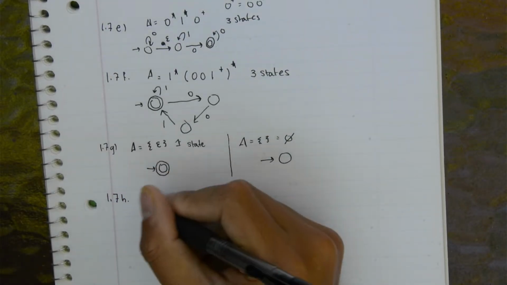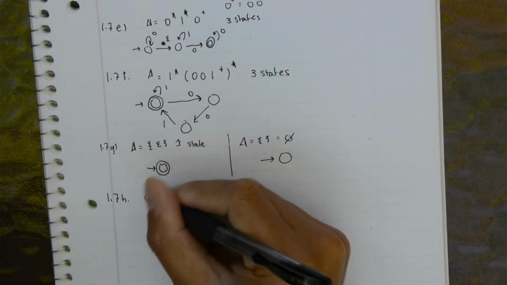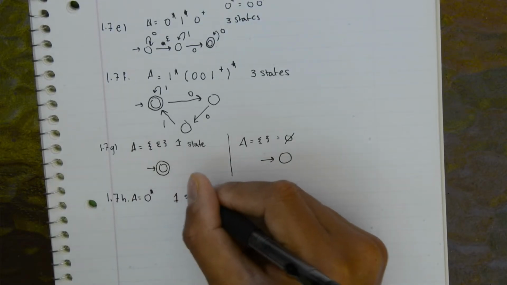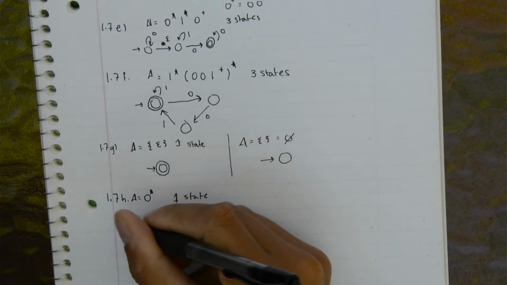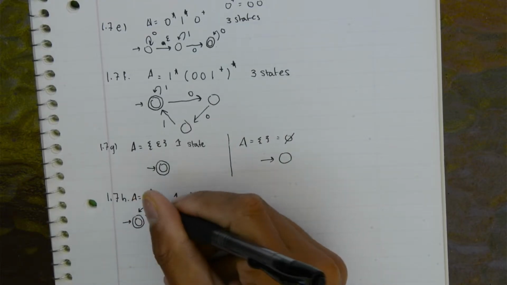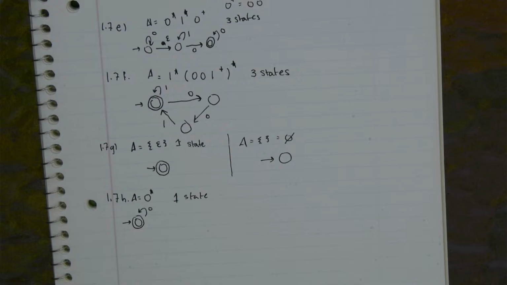So now 1.7h is 0 star, the language A is equal to 0 star, 1 state. I mean, I think we know what this is. This one's pretty easy. This is an accept state, and it has a 0 here, and that's it. Okay, so we did 1.7.